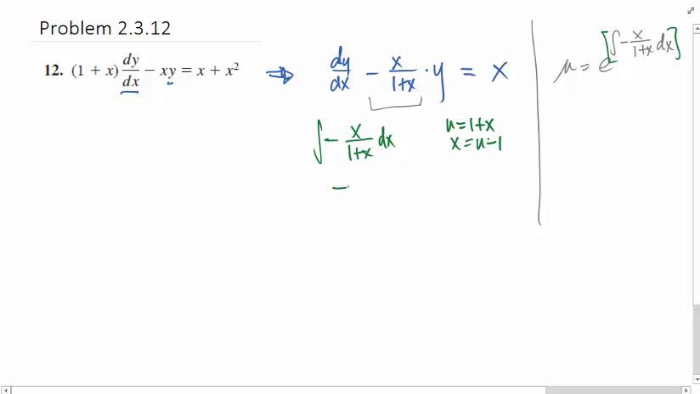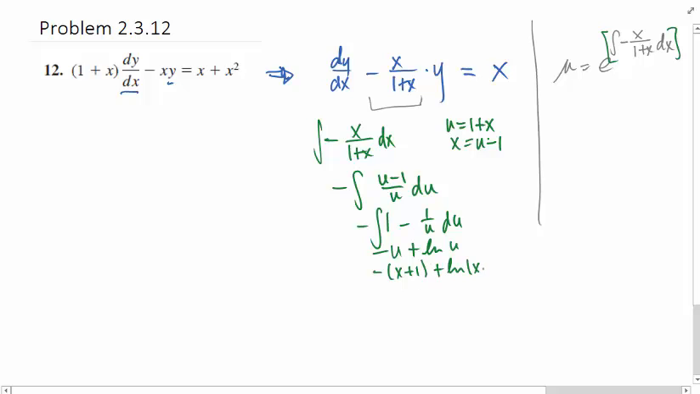So we have, let's put the negative outside, u minus 1 divided by u du, and here we have 1 minus 1 over u, and then we take the integral of that. This is u minus ln of u, and now let's just distribute this negative sign so we don't have to worry about it. We have a minus x plus 1 plus ln of x plus 1.